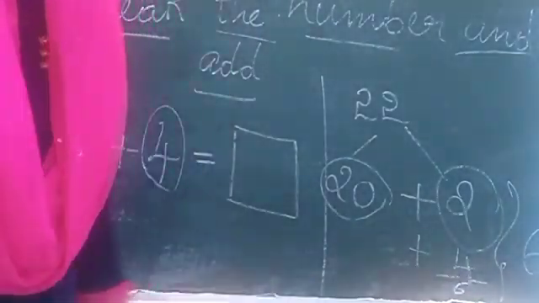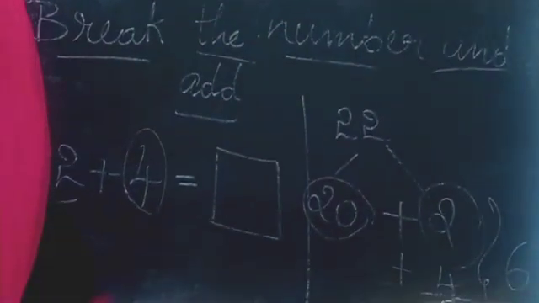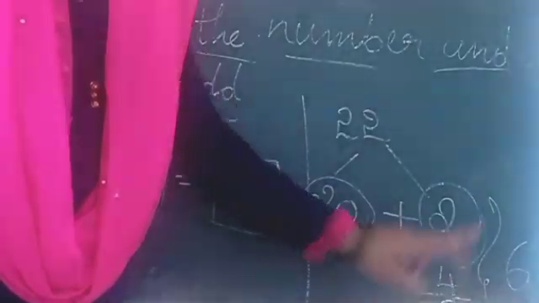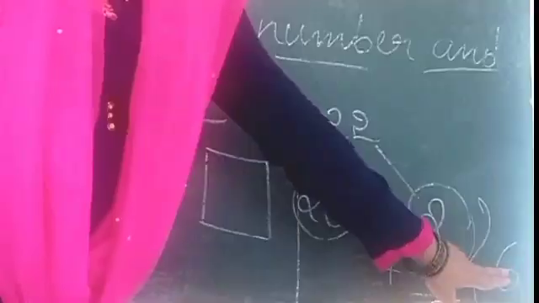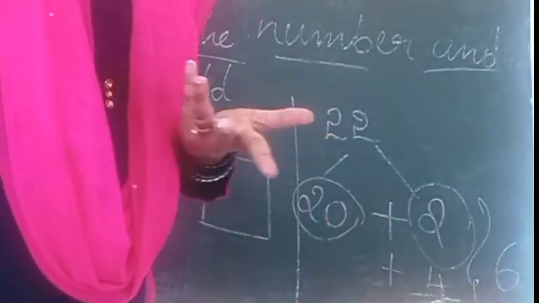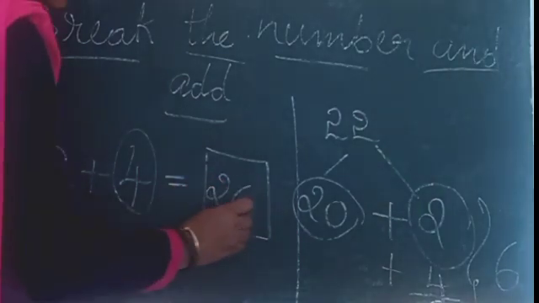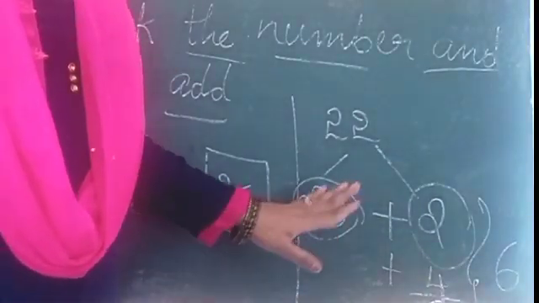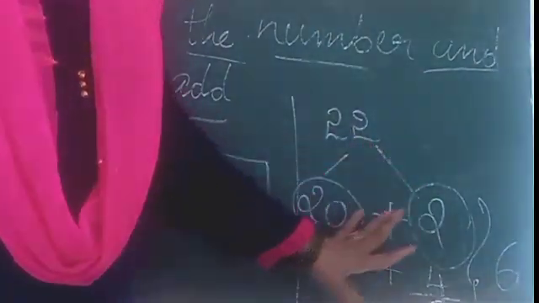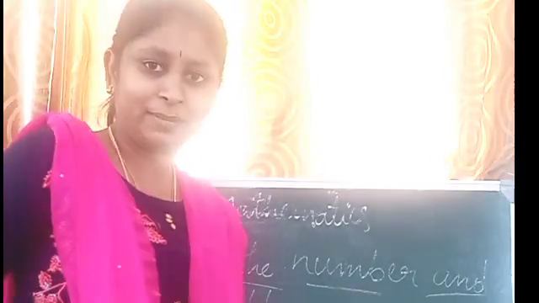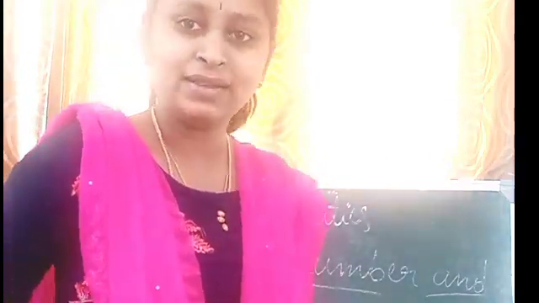By adding these two numbers, 2 and 4, we got 6 as the answer, right? 2 plus 4 is equal to 6. Now, 20 plus 6 is equal to how much? 20 plus 6 is equal to 26. Is this easy? Yes, it is very easy. By breaking down the bigger number, we can add the smaller number. Okay. If I break down the bigger number, it will be very easy to add the given numbers.